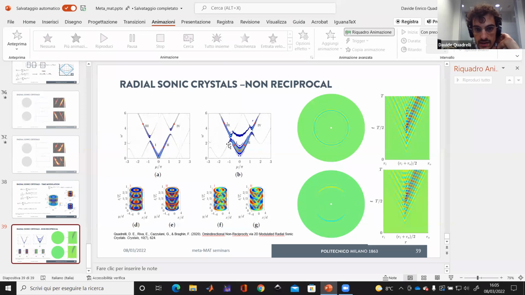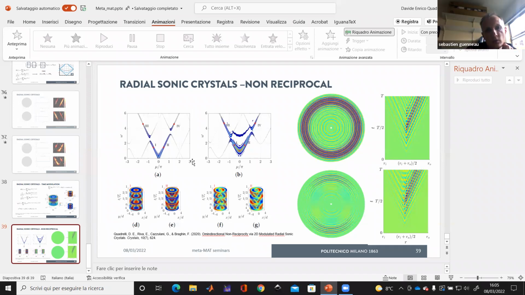The light gray one is the computation done with the plane wave expansion method. Yeah, you can clearly see the non-reciprocity, the tilt. Yeah, no, it's great.